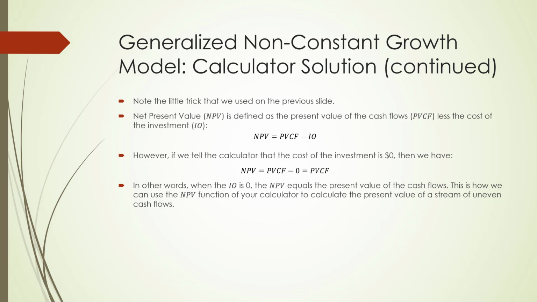Now, let's talk about that little trick that we used inside the NPV function there. The key point to remember, and we'll talk about this in chapter 12, is that net present value, or NPV, is defined as present value of the cash flows minus the cost of the investment, which I've labeled here as IO, in other words, initial outlay. What we're doing is we're lying to the calculator and telling it that the initial outlay is 0. And when we do that, you can see NPV is equal to the present value of the cash flows minus 0, or in other words, NPV will give us the present value of the cash flows. And that is what we want in this case.